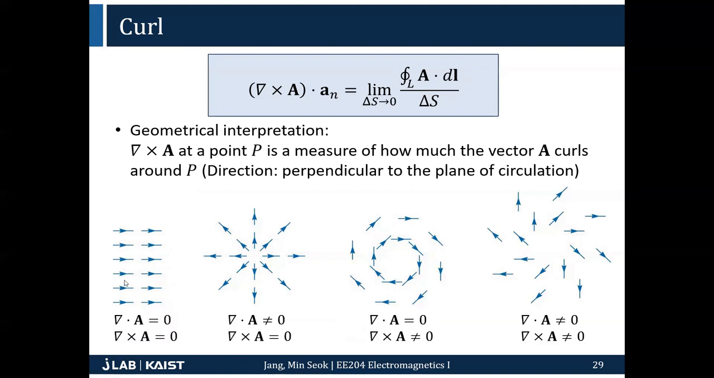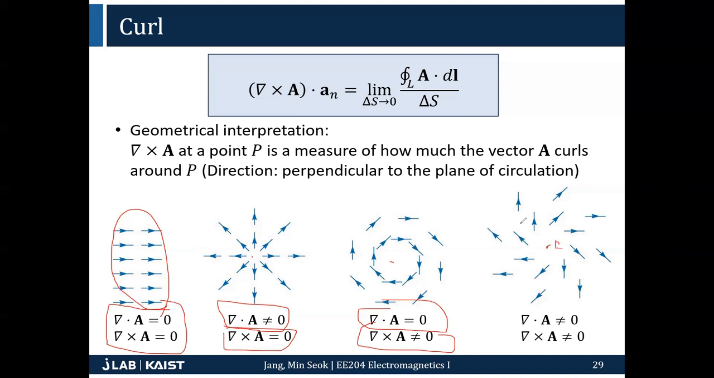So this gives you some sense of what divergence and curl are. In this case, no field is generated or annihilated and nothing is rotating, so both of these are zero. In this case, nothing's rotating, but you have creation of the field, so divergence is non-zero, but curl is zero. Here you have no creation, but the field is rotating, so divergence is zero, but curl is non-zero. And finally, in this case, the field is diverging, created from this point, and at the same time it's rotating clockwise. So if you evaluate divergence and curl, both are non-zero.